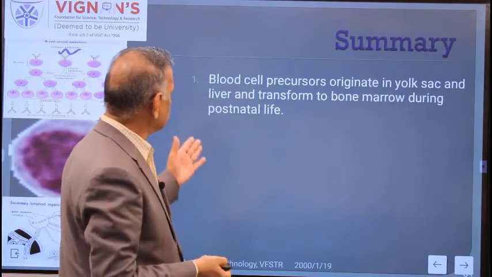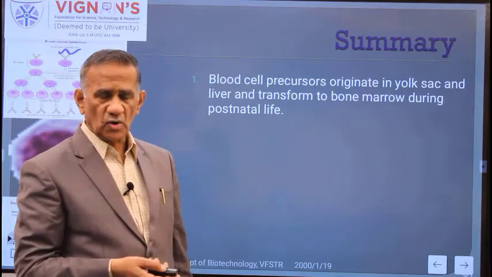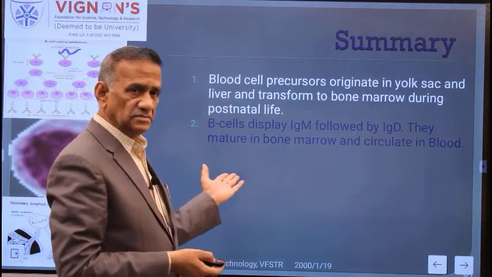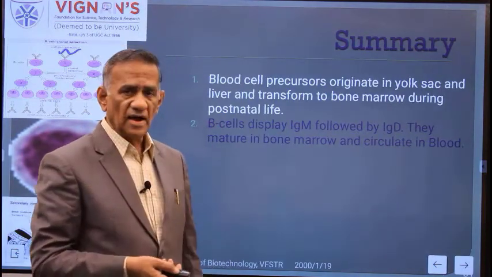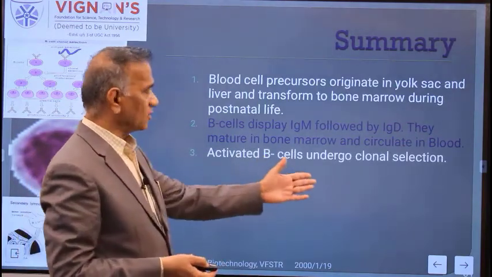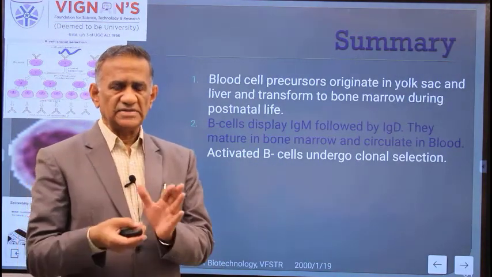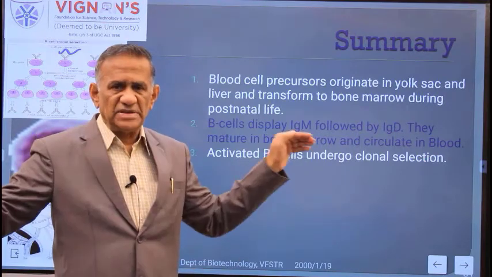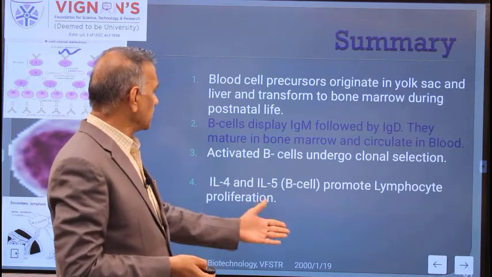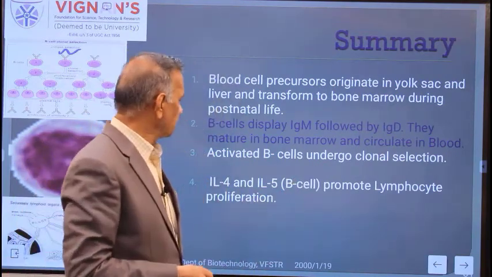Let's see the summary. B cell precursors originate in the yolk sac and liver and transfer to the bone marrow during postnatal life. B cells display IgM followed by IgD. They mature in the bone marrow, circulate in the blood, and ultimately settle in lymph nodes. Activation of the B cell undergoes clonal selection. As a result, the activated B cell becomes a number of B cells, a clone of B cells. IL-4 and IL-5 are released and promote lymphocyte proliferation.